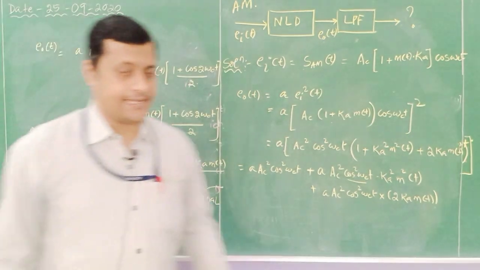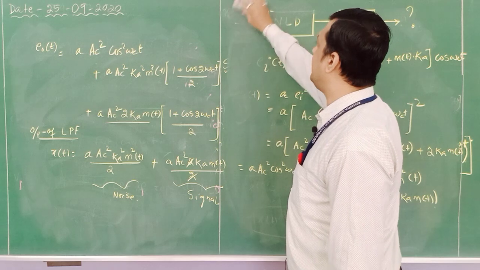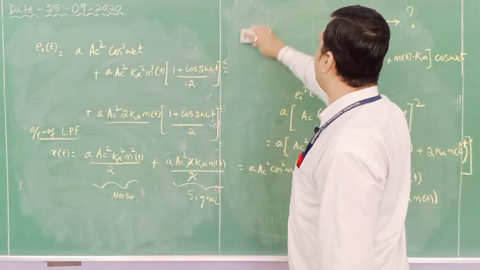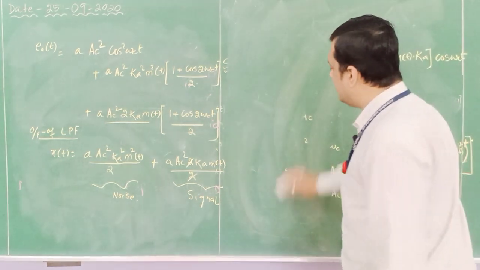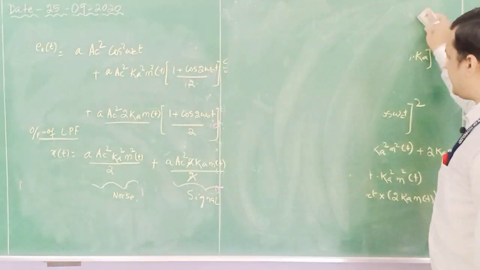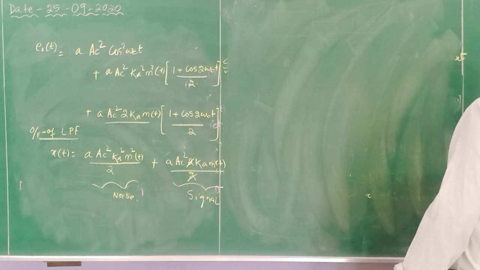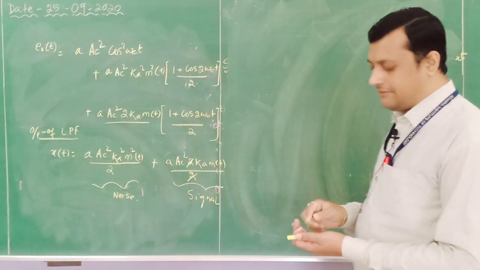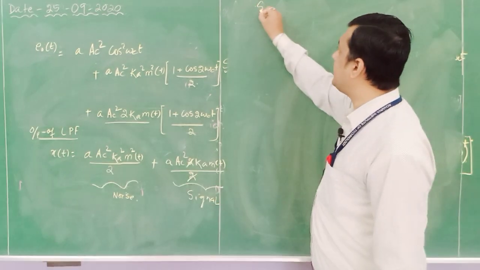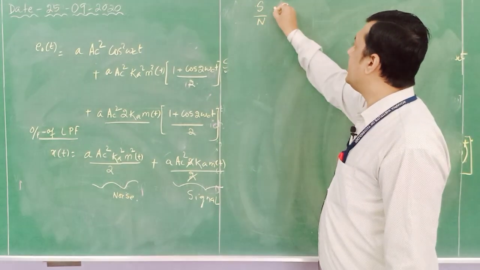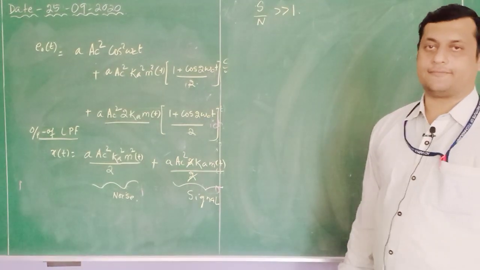Now we need to decide whether this square law demodulator is good or not. It depends upon the efficiency principle. So I will take again the signal to noise ratio and check whether it is greater than 1 or less than 1. For example, the modulating signal can be extracted if my signal to noise ratio is greater than 1.